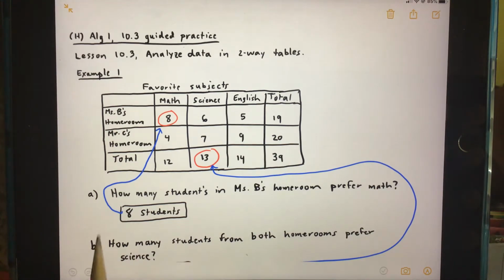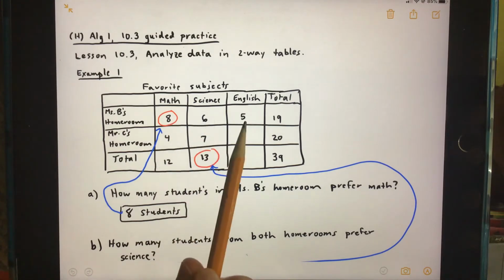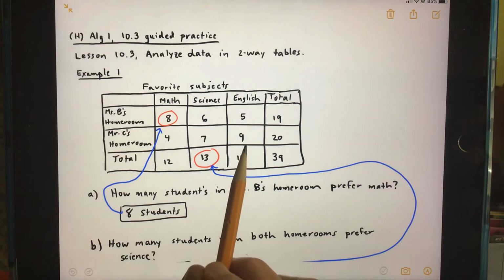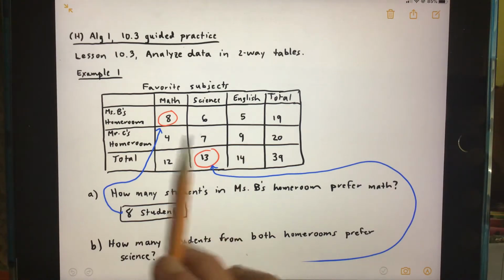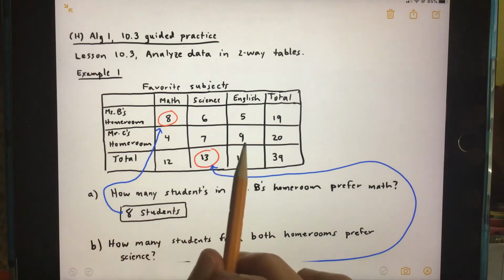We're going to notice that in Ms. B's class, 8 said they liked math best, 6 said they liked science best, 5 said they liked English best, and that totals up to 19 students in that class. In Mr. C's homeroom, 4 liked math best, boo, wish there were more there, 7 liked science best, and 9 liked English best. So English is the clear winner in Mr. C's class. Math is the clear winner in Ms. B's class. Mr. C's class has a total of 20 students when you add these three numbers across.